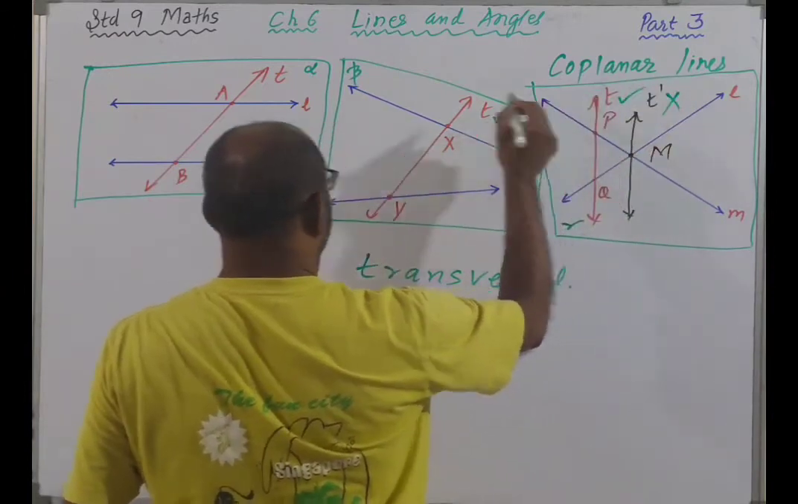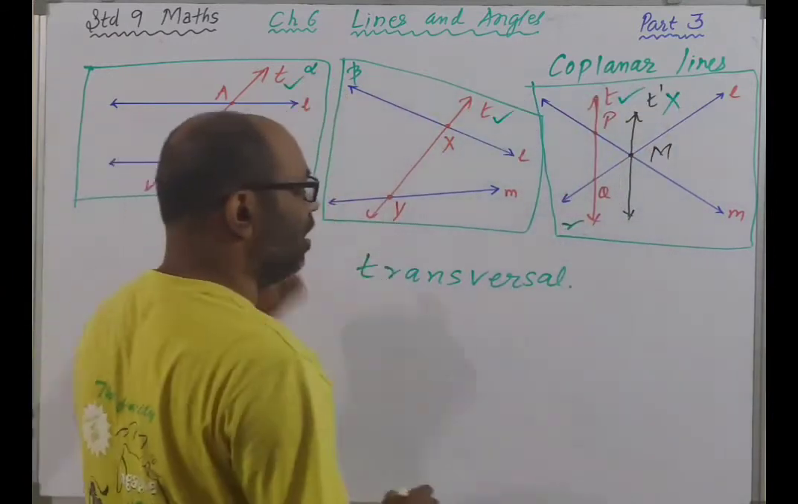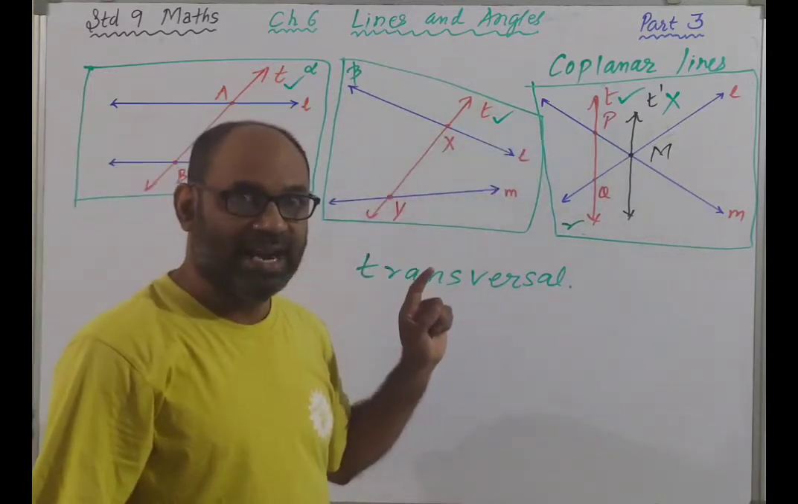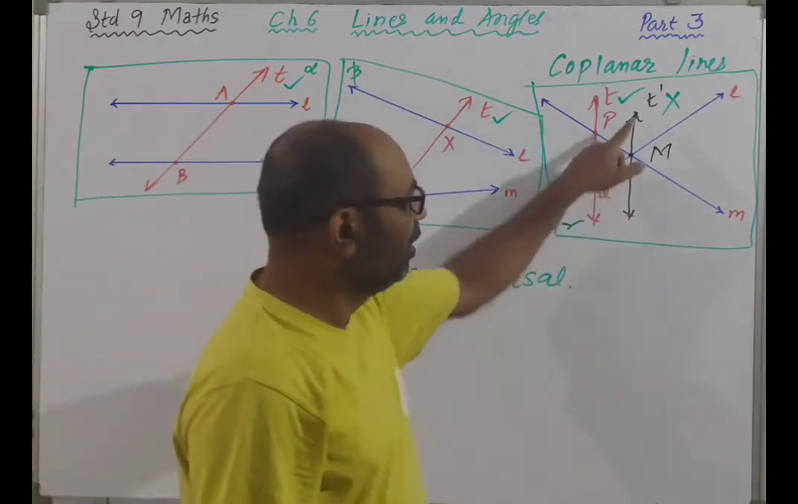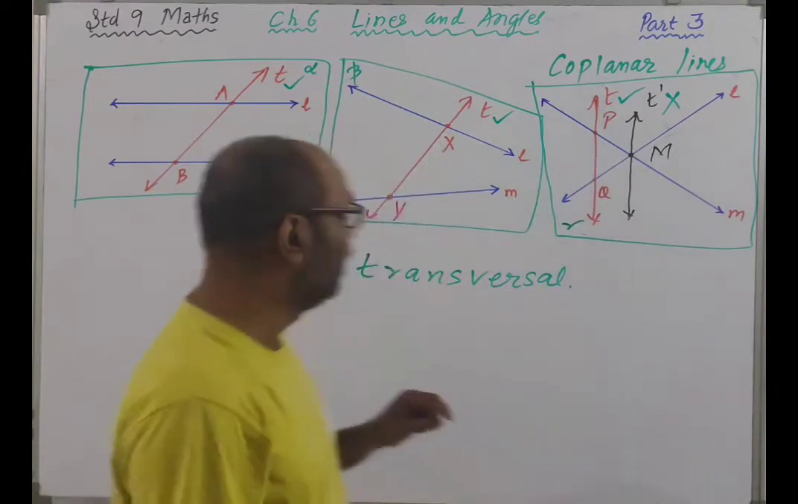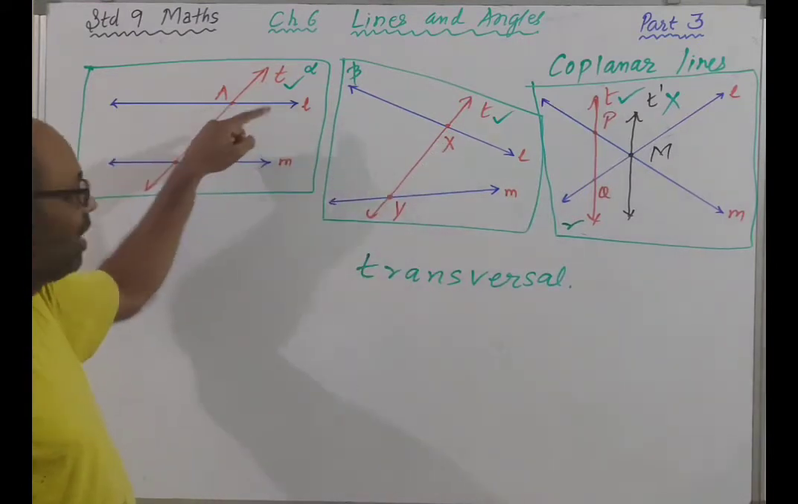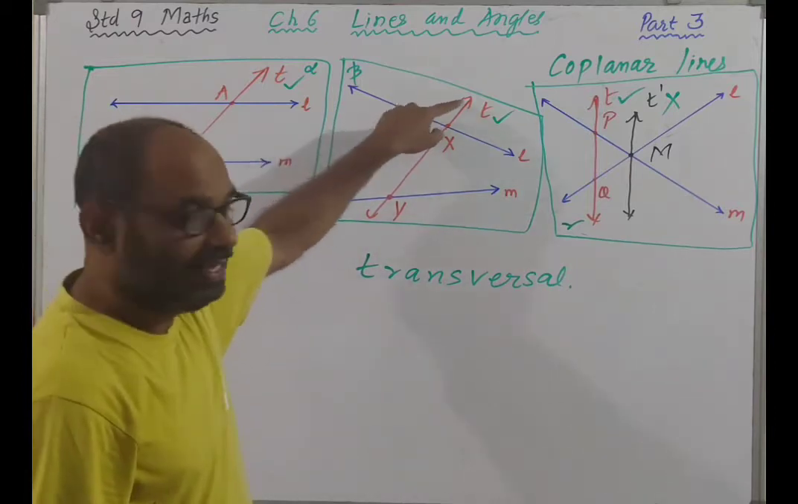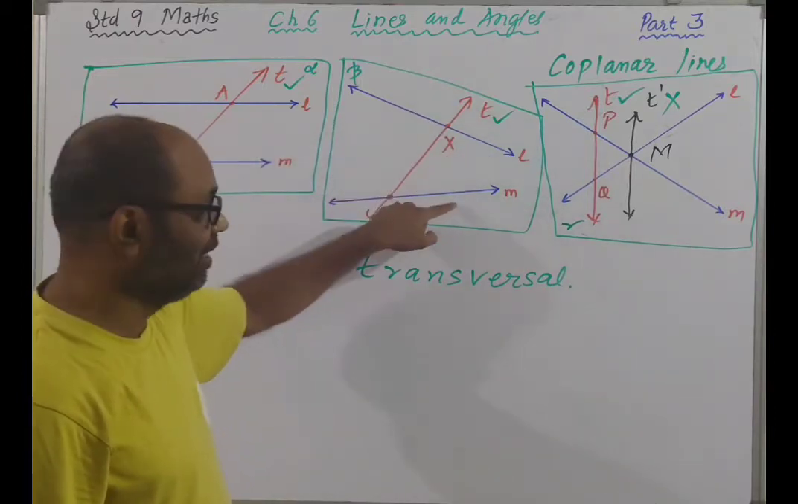T is a transversal. So in these three figures, the red lines T are transversals. The black line is not a transversal. Here, the red line is a transversal of blue lines L and M, which are coplanar. Red line T is a transversal of blue lines L and M.